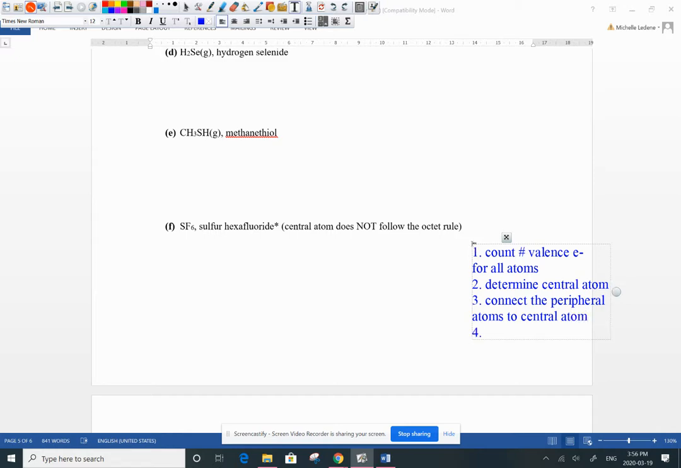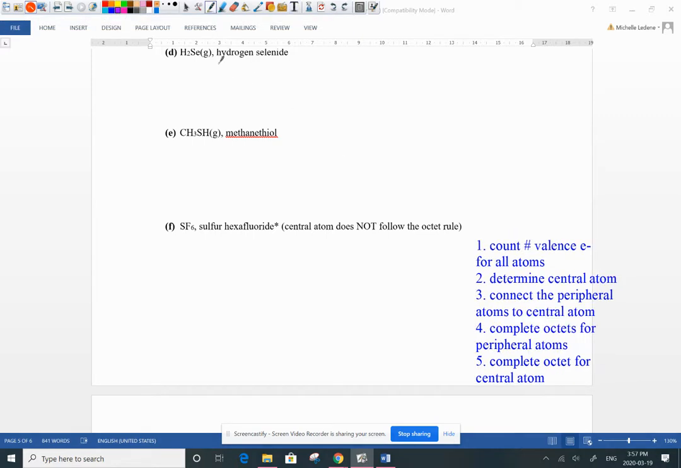The next step is to complete the octets. Remember, we're giving a full 8 valence electrons to each atom, and we do this for the peripheral atoms first. Then my last step is to complete the octet for the central atom. Remember, it's okay to move electrons. Everybody needs a full octet.